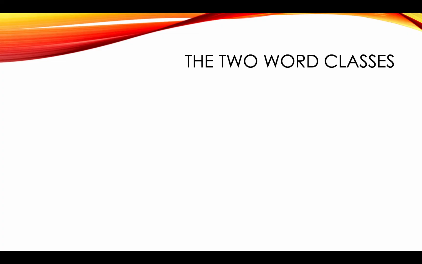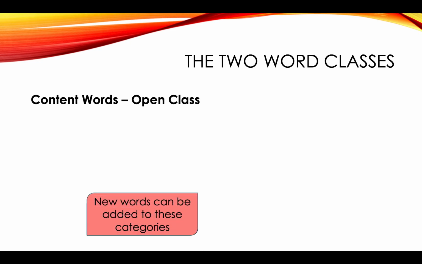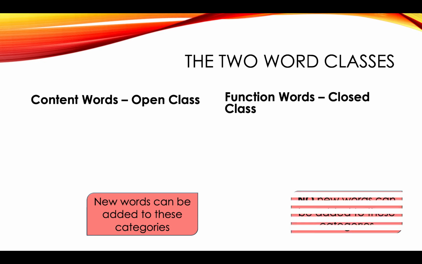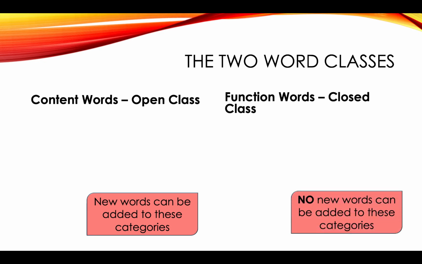All words in English can be divided into two large classes. The content words belong to the open class. It is called open because new words can be added to this class and are added to it all the time. The function words belong to the closed class. No new words can be added here.